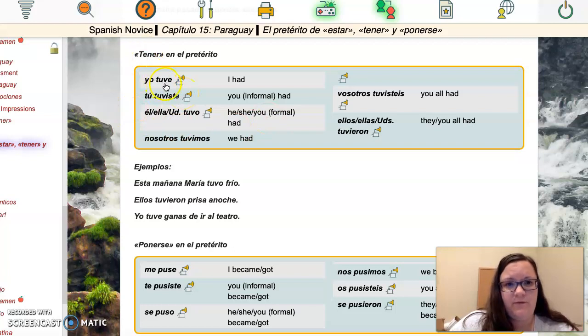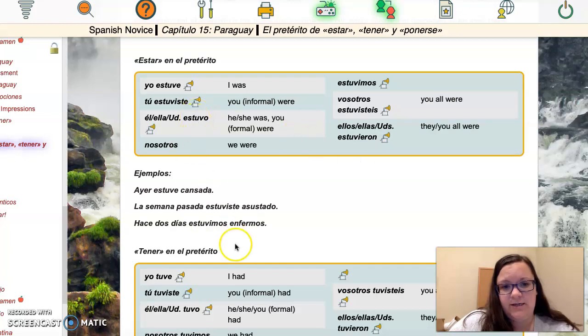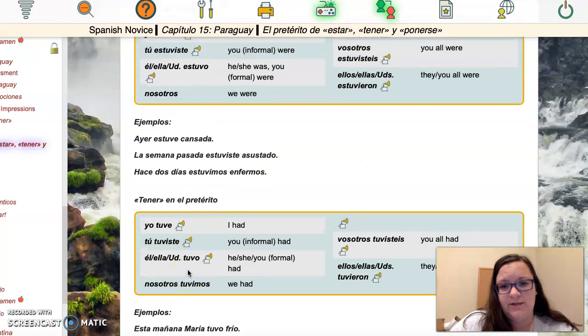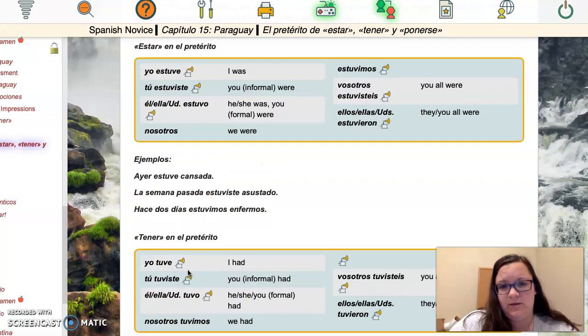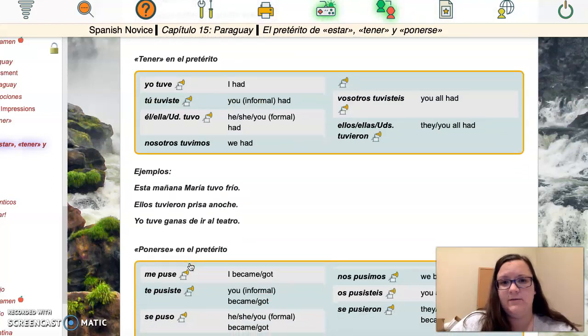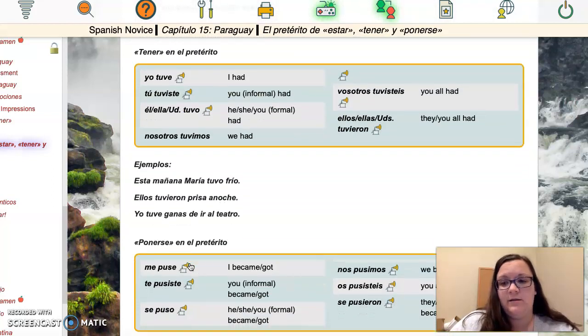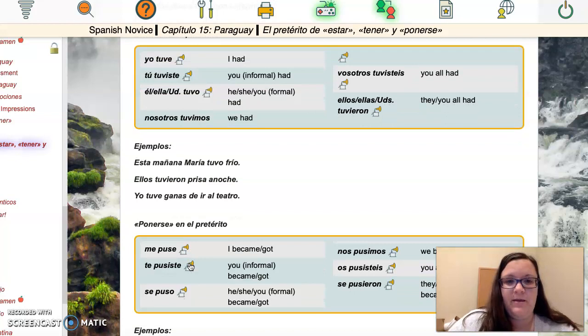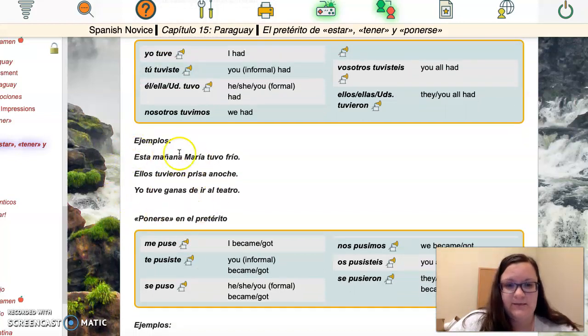Here's tener. We have tuve, tuviste, tuvo, tuvimos, y tuvieron. So if you're looking at estar and how it conjugates and tener and how it conjugates, you're going to notice that they're really, really similar, okay? That's a good thing. They do conjugate irregularly, like I said, and so these are the most regular that you're going to see in this tense, okay, is estar and tener, which is weird because normally there are irregulars in the present tense.